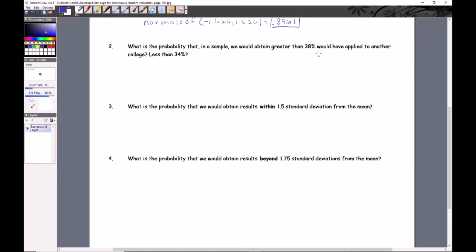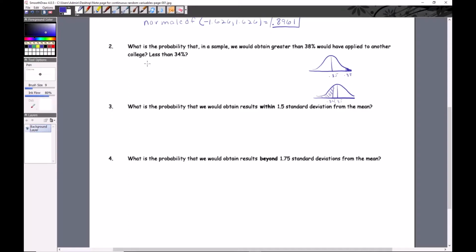All right, so these are actually two problems in the next one. So we're looking at greater than 0.38. Right, so there's 0.35, and 0.38 is pretty far up in the tail. So I don't think we're going to get a big probability for that one. And the other one will be less than 0.34, if I remember right. Yep. And that's pretty close to the center. So we're talking about all of this. And that should give us a much bigger probability.